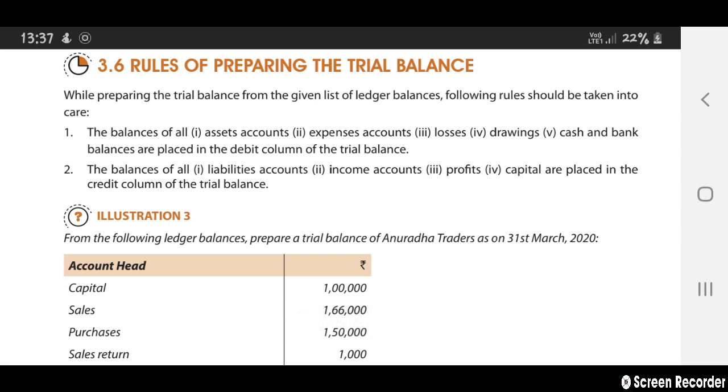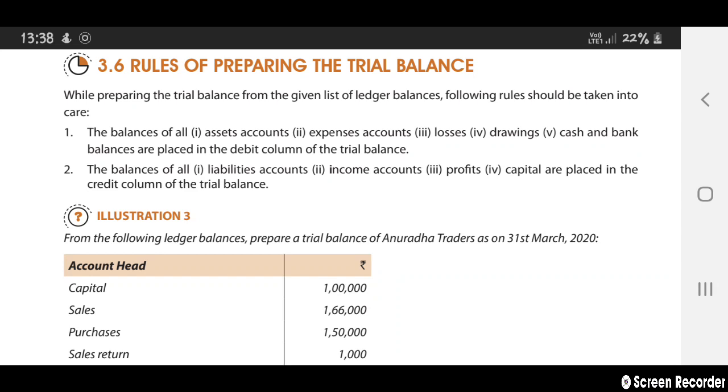Now, rules for preparing the trial balance. While preparing the trial balance from the given list of ledger balances, you have to follow some rules. The balances of assets accounts, expenses accounts, losses, drawings, and cash and bank balance should all be placed in the debit column, and the balances like liabilities accounts, income accounts, profits, and capital should all be placed in the credit column.